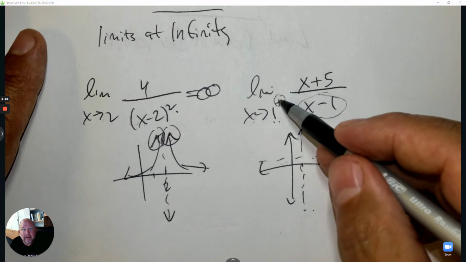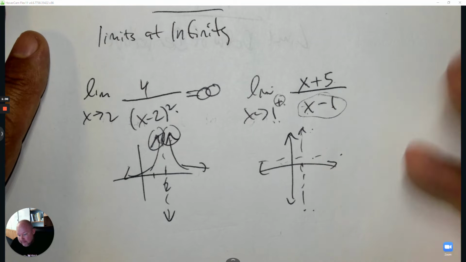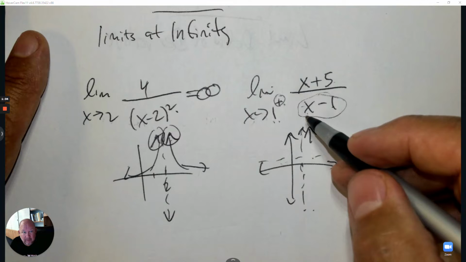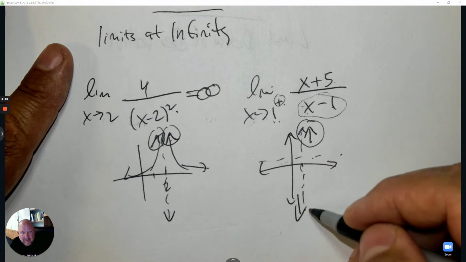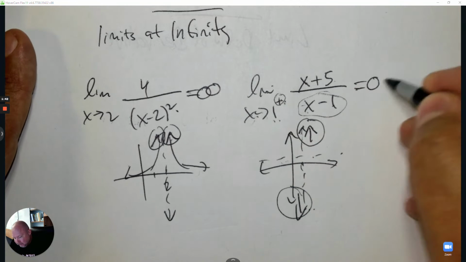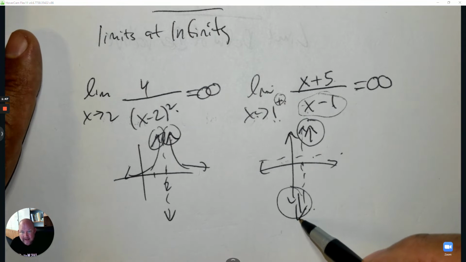Plug in a number bigger than 1, but close to 1, so like 2. If I plug in 2, the answer is positive. If I plugged in 0, which is the other way, you'd notice the answer is negative. So one side it goes to infinity, and the other side it goes to negative infinity. So from the right, the answer is infinity. If this was a negative sign, from the left, it would be negative infinity.